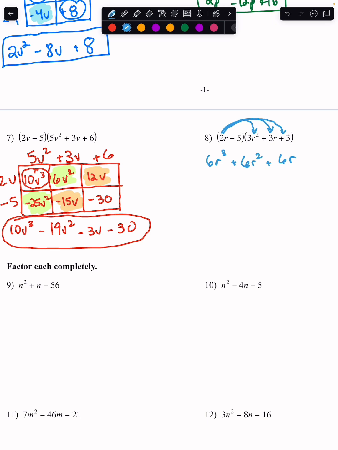Okay? Now we're going to do the other side of this. Negative 5 times 3r squared is negative 15r squared. And because I know it's r squared, I'm going to go ahead and start the lining up right here.